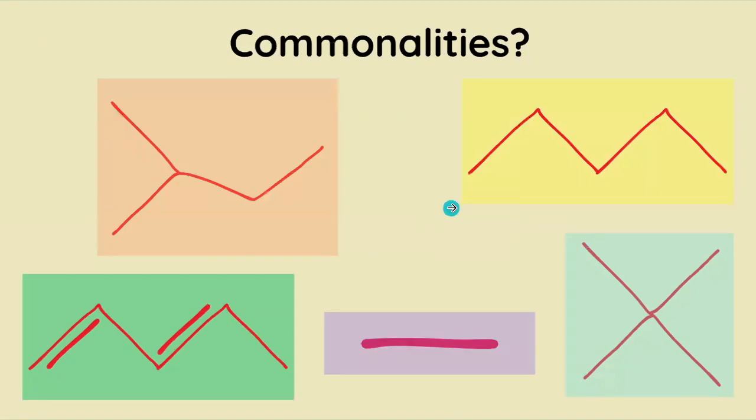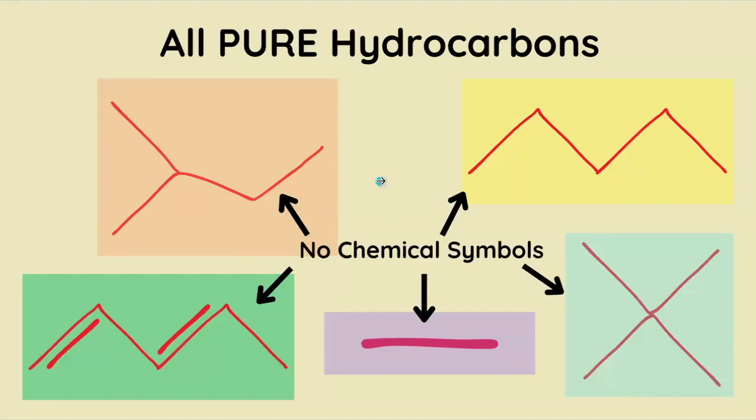So let me ask you something very simple about all of these bond line structures. What do all of these molecules have in common? Well, you might have noticed carbon and hydrogen are the only elements present in any of these molecules. This is what's called a pure or strict hydrocarbon. A hydrocarbon is any molecule that has a chain of carbons and hydrogens, but if C and H are literally the only atoms present, we have a pure hydrocarbon.